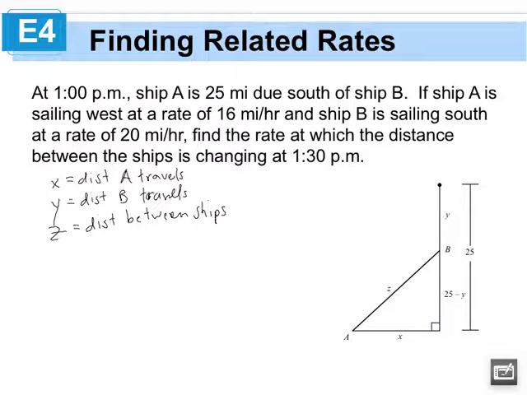Step three. What do we know? What are we solving for? We're solving for dz/dt, the rate at which the distance between the ships is changing. Okay, so let's start with what do we know.